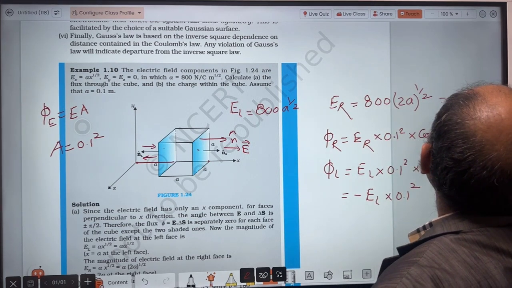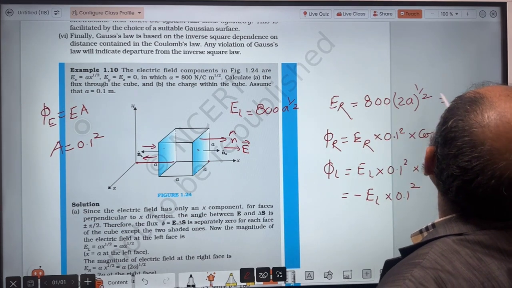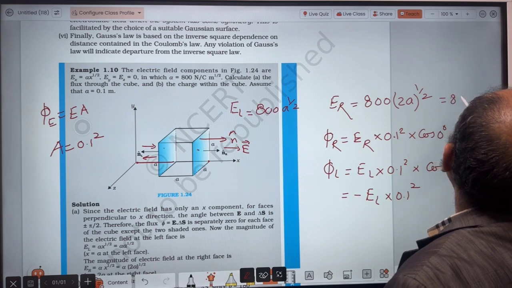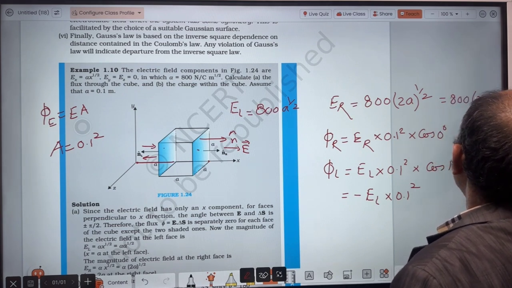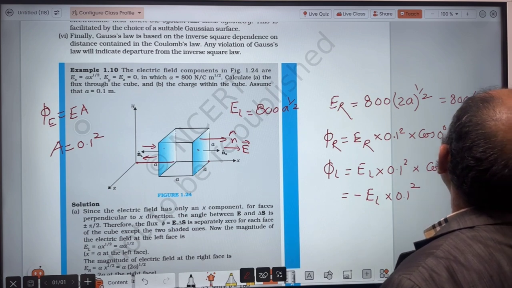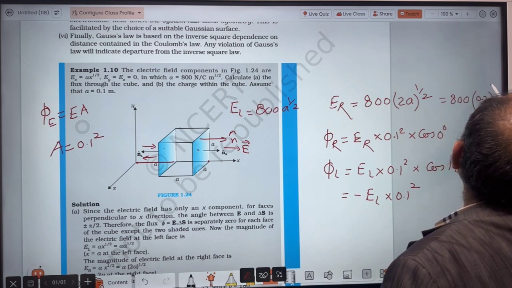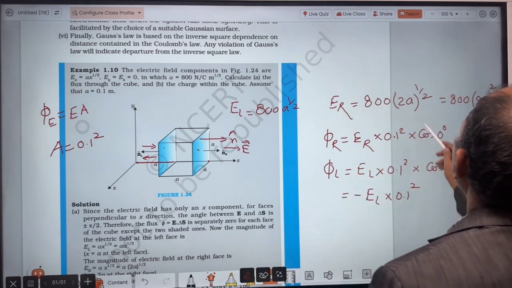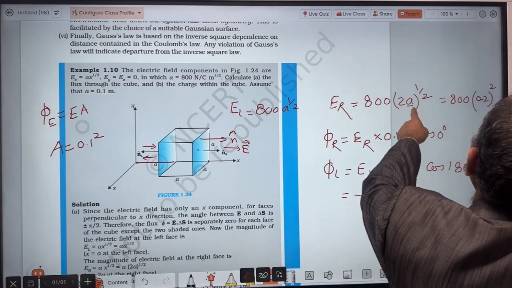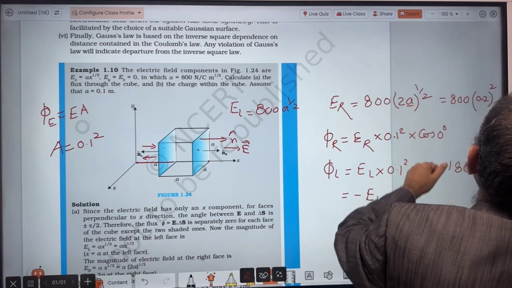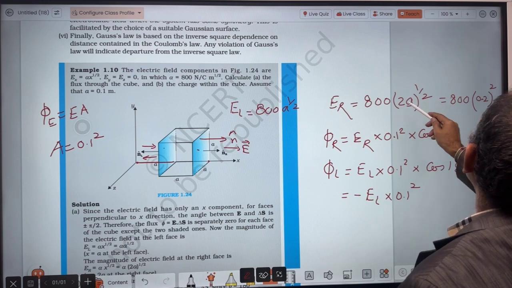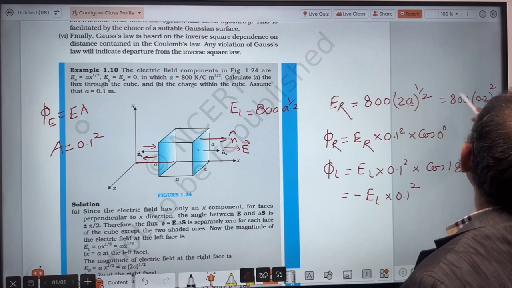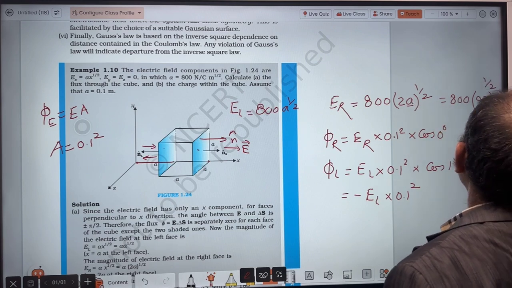Here A equal to, if we write 0.1, so this will be equal to 800 times 0.2 whole square. Did you understand? Here in place of A we can write the value, or we can do another thing. There is another possibility. If you wish, you can take it out. So it is not whole square, it is 1 by 2.